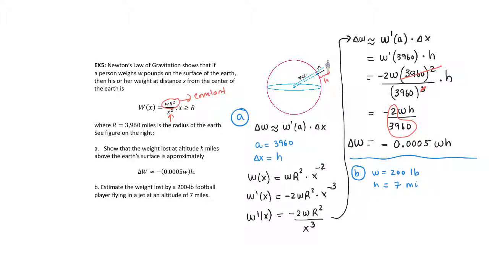We're going to go back to what we derived in part A. We know that the change in W, in his weight at that particular altitude, is going to be equal to negative 0.0005 times w, his weight on Earth, times the altitude, 7. When you work that out, you should get negative 0.7 pounds as the weight loss.